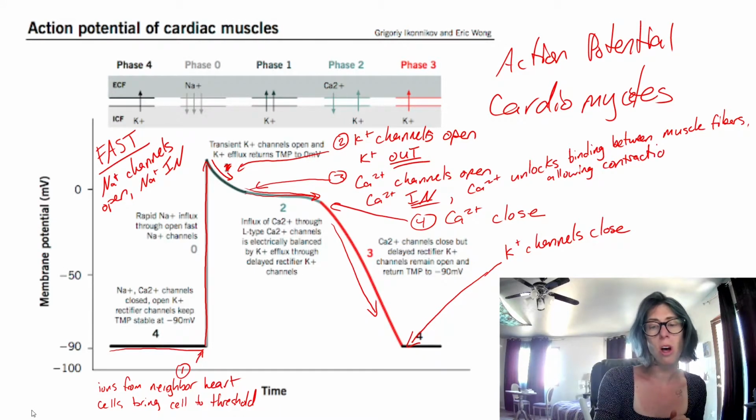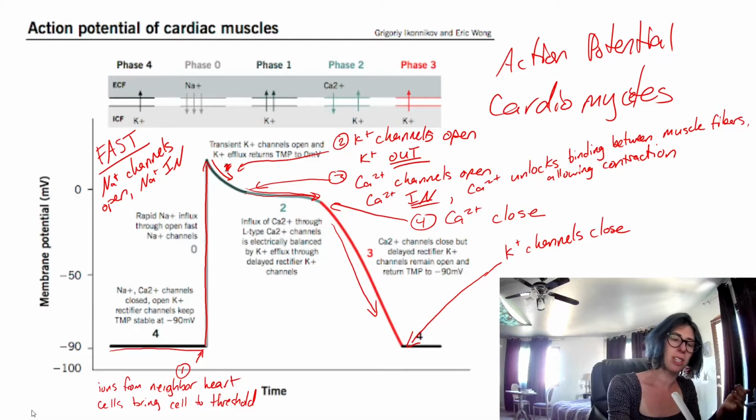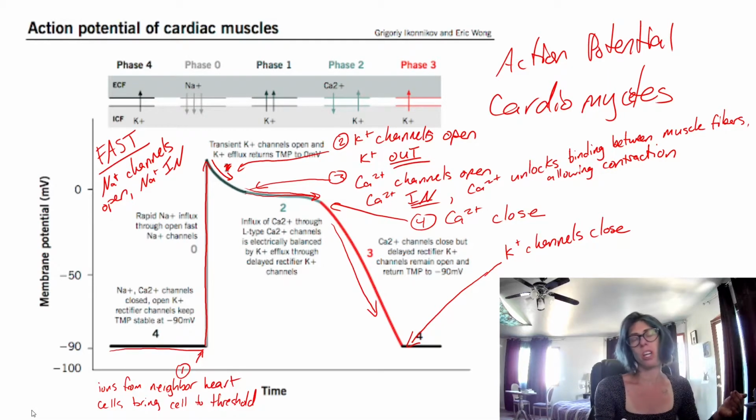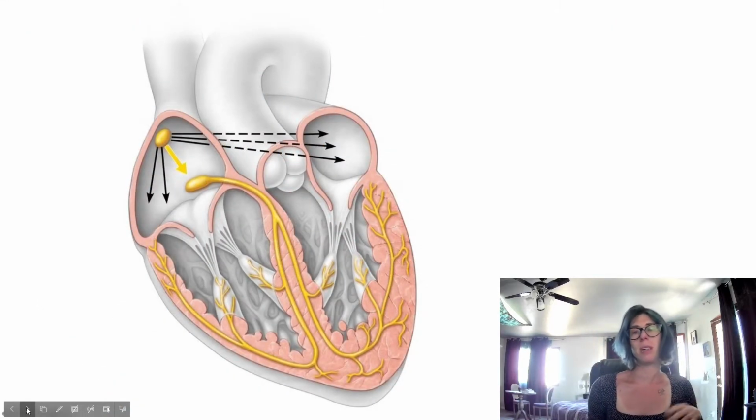So as long as calcium is in the cell, the heart cell can contract. And because there's this long plateau, you have a very long contraction in heart cells. All right, so to recap, the pacemaker cells make the heart's rhythm by creating their own action potentials.